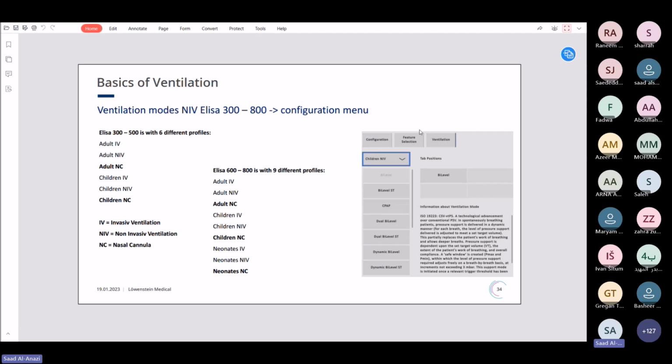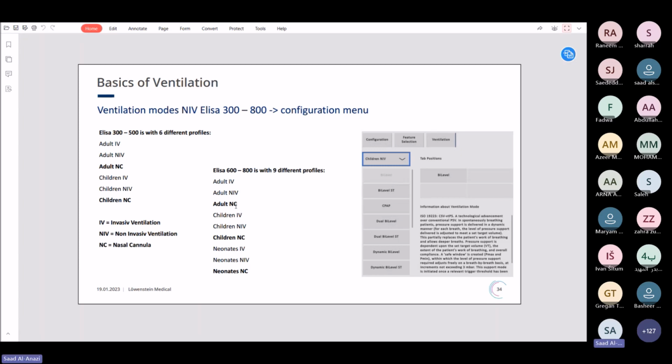In the configurations, you just need to select the type of mode. For example, children NIV: you can move with your finger, just press here and move to the mode you need to see in the children NIV main screen. In the 800, we have all types of support. Adult IV, you can select it from the right side. Then it will open the 28 modes for you. You can select the 10 common modes that you use in your hospitals.